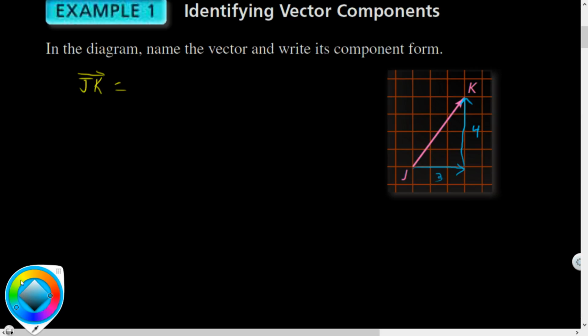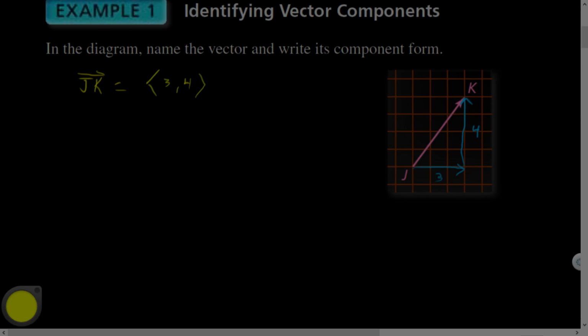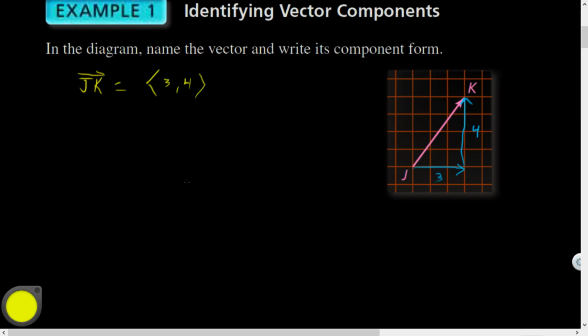Right, so I could call vector JK. I could label it as vector 3, 4. Doing the horizontal portion first, and then the vertical in a near x, y order, you could imagine, which is an appropriate way to conceive of this. So let's see. So why are we talking about vectors today? So briefly, because we're talking about transformations.